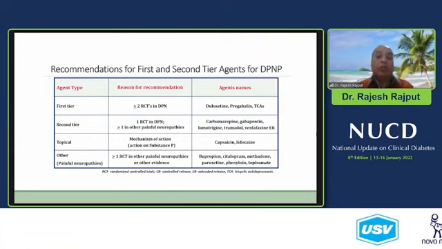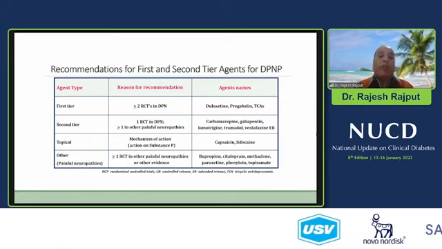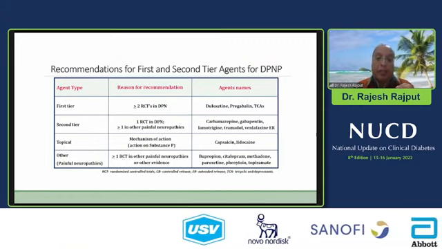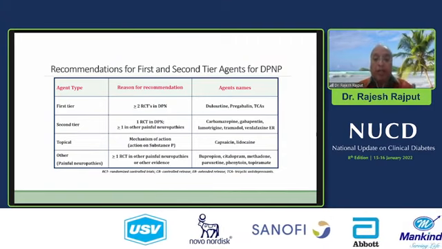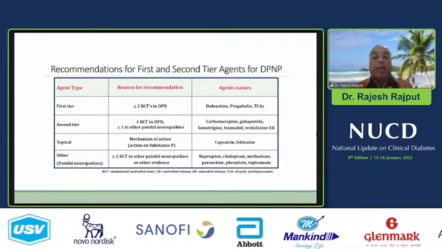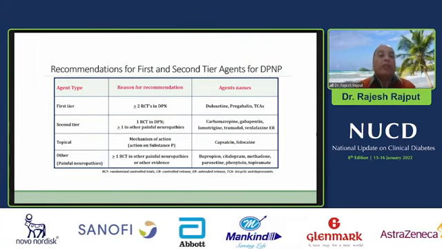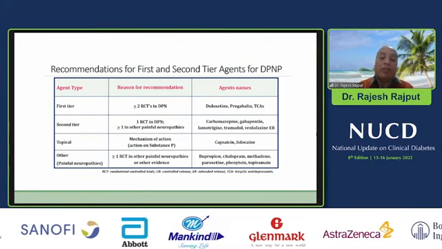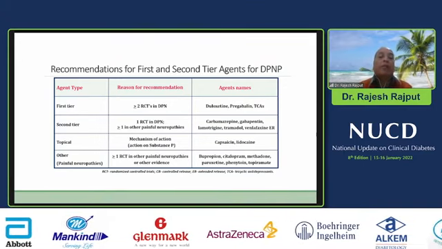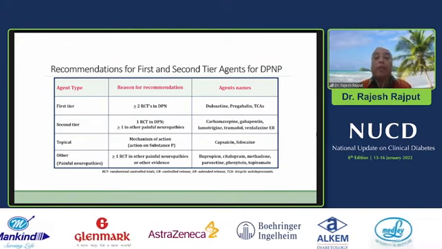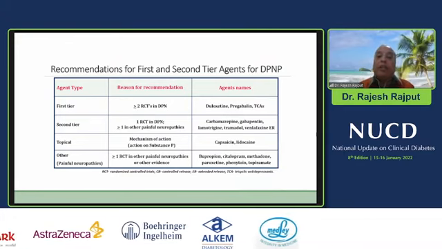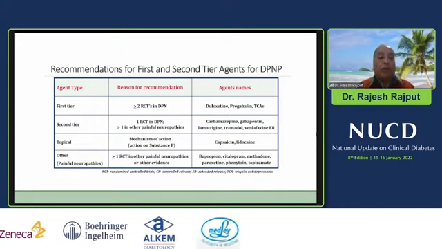First tier agents are those drugs with which we have more than 2 randomized controlled trials in diabetic polyneuropathy. And there are only 3 drugs: duloxetine, pregabalin, tricyclic antidepressant. Second tier agents are drugs where we have at least one RCT in diabetic polyneuropathy and another RCT in other painful neuropathy. And then we have carbamazepine, gabapentin, lamotrigine, tramadol, venlafaxine, and so on.